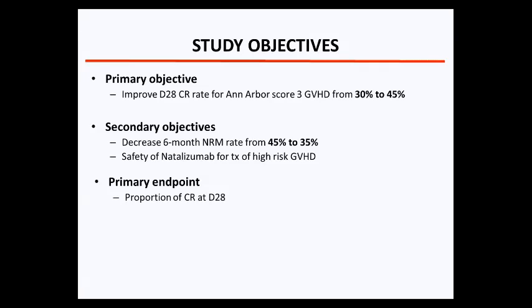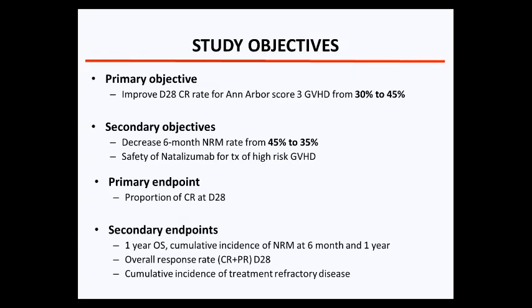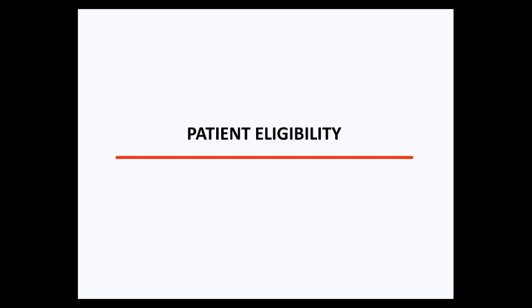So the primary endpoint will be the proportion of complete remission that we have at day 28. Secondary, the 1-year overall survival, the cumulative incidence of non-relapse mortality at 6 months and 1 year, and also the overall response rate at day 28, as well as the cumulative incidence of treatment refractory disease, which would also be interesting to see.